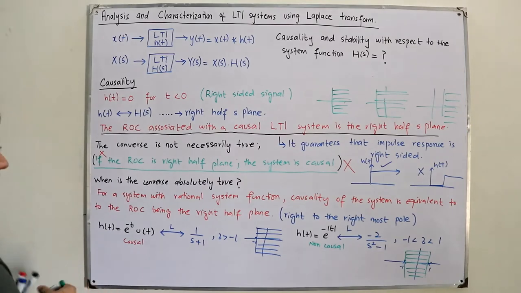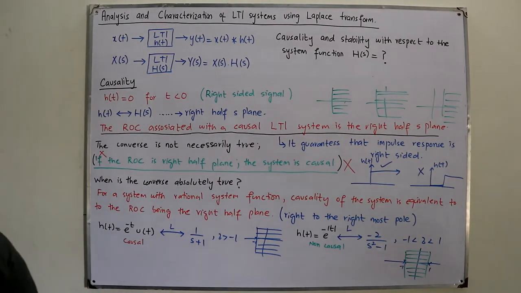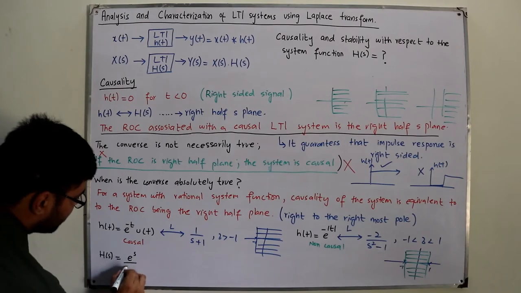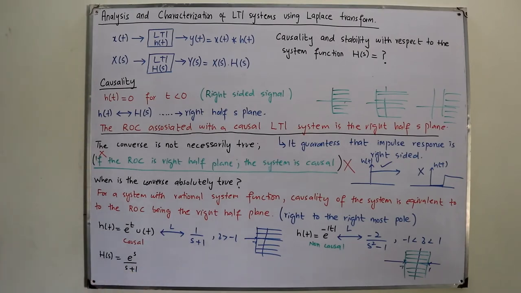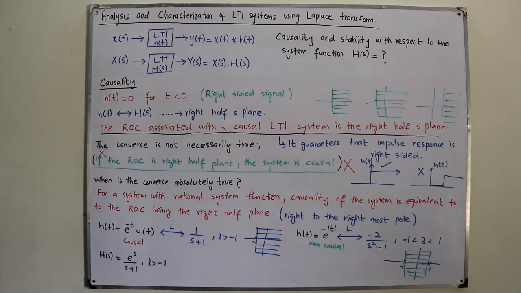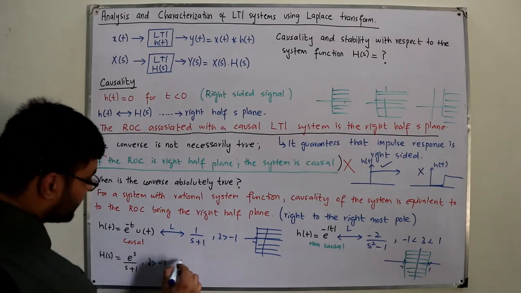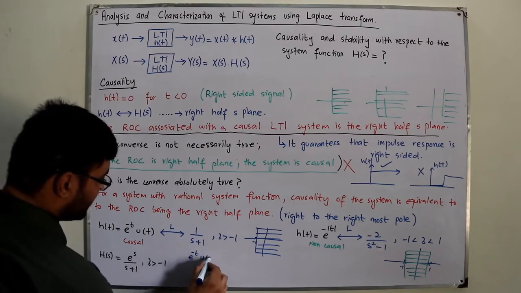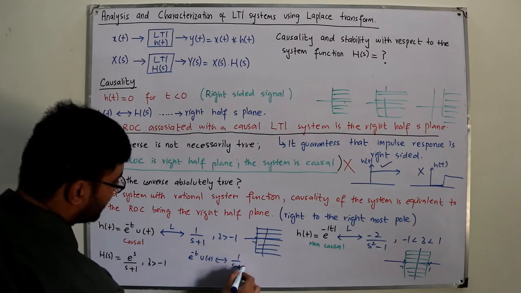This is a non-causal system and this is a causal system. Now if you are given H of s, which is exponential of s divided by s plus 1, so this is a rational one. What do I need to do? Is the system causal? I would check it by finding the impulse response again. You find the corresponding one. If you have exponential of negative t u of t, you have 1 over s plus 1 for that.